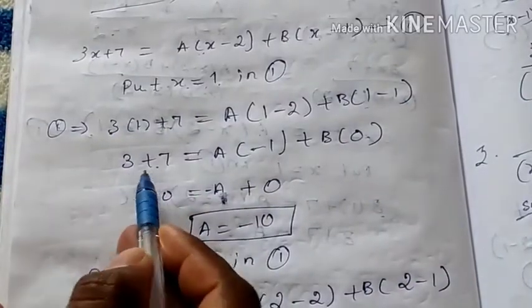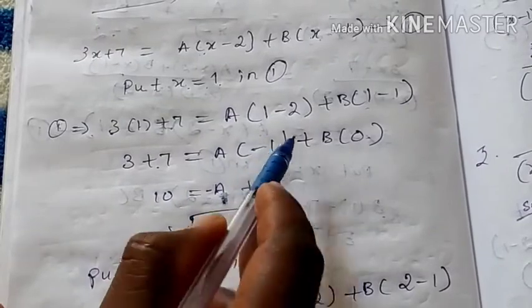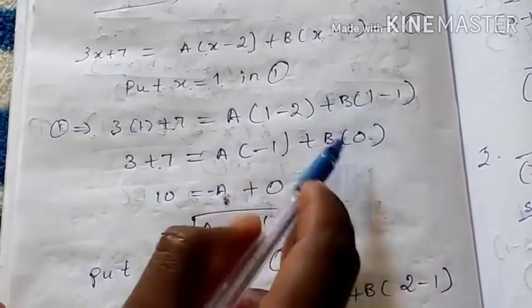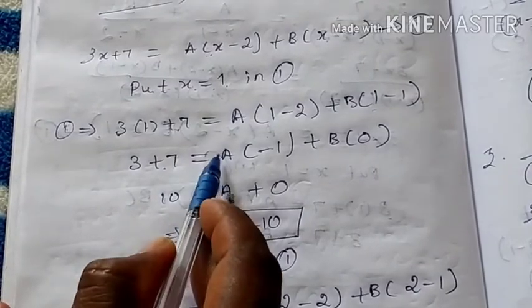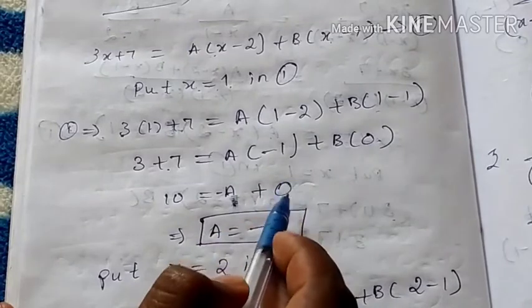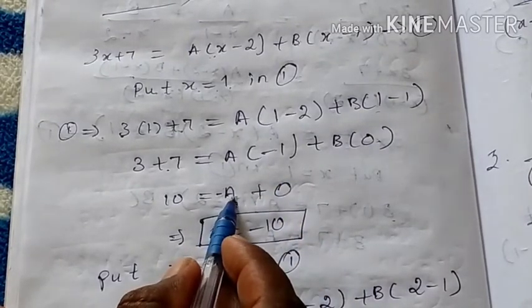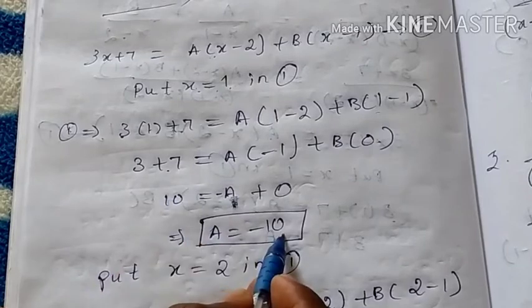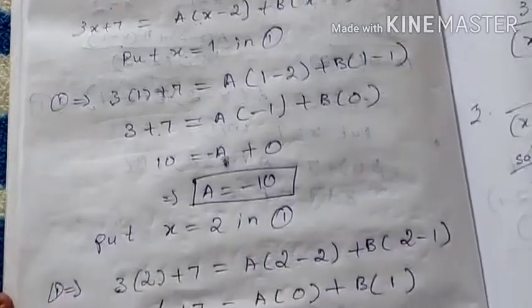3 into 1 is 3, plus 7, equal to a into 1 minus 2, which is minus 1, plus b into 1 minus 1, which is 0. 3 plus 7 is 10, which is equal to minus 1 into a plus b into 0, which is 0. Therefore a is equal to minus 10. Next, put x is equal to 2 in 1.